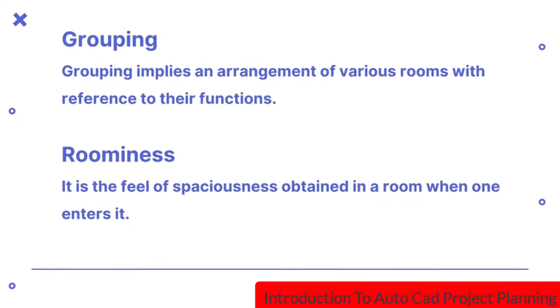The next principle is roominess. After establishing the area for a particular unit, the next job is to check and, if required, modify the dimensions such as length, width, and height of a unit with reference to the consideration of roominess. In planning a building, an architect deals with length, width, and height. In short, he deals with space.